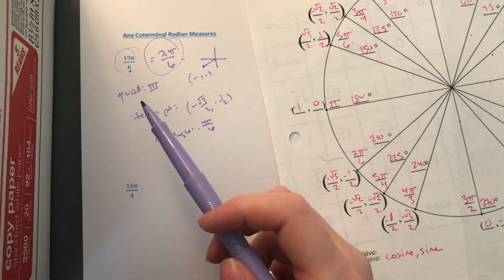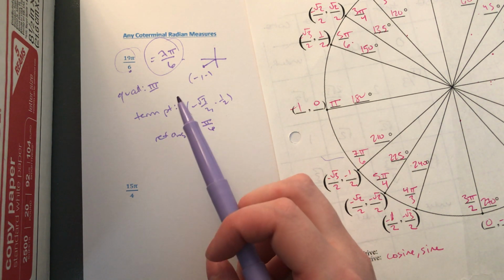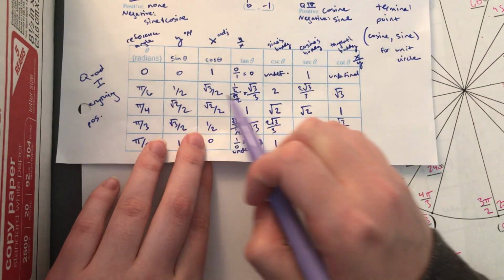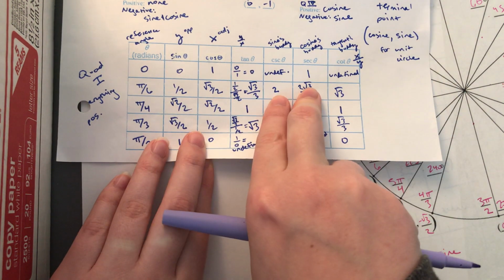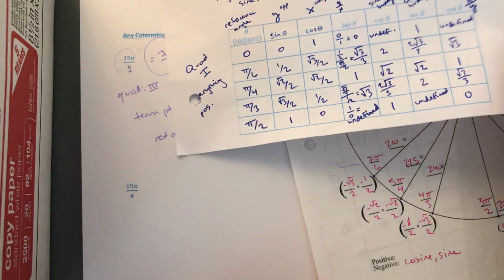And then to do the sine, cosine, I'm not going to do them for all these because I don't want to waste your time. You find your pi over 6 values using your chart. Pi over 6, make sine and cosine both negative. Make cosecant and secant negative. Tangent and cotangent would be positive.